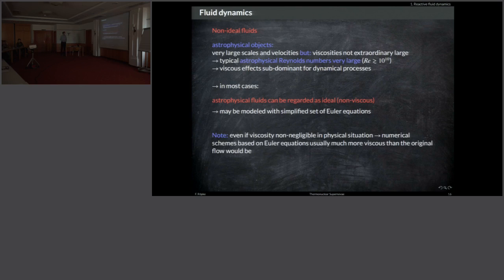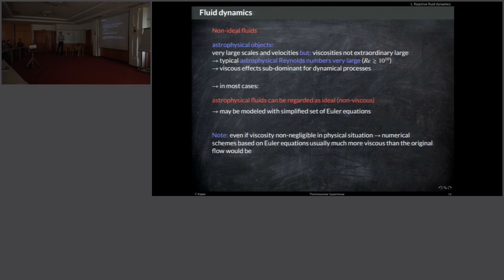Now, even if this was not the case, even if viscosity was not non-negligible in the physical situation, we quite often have the situation that the numerical schemes that we use to solve for hydrodynamics introduce, by discretization errors, a numerical viscosity. And this numerical viscosity is in any case much, much higher than the original physical viscosity because of the limited resolution that we have in numerical simulations.